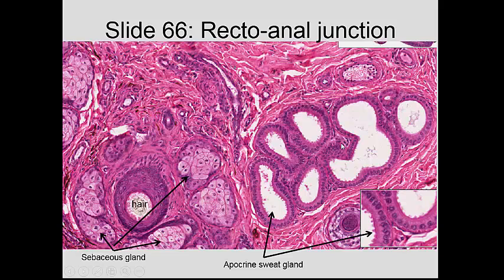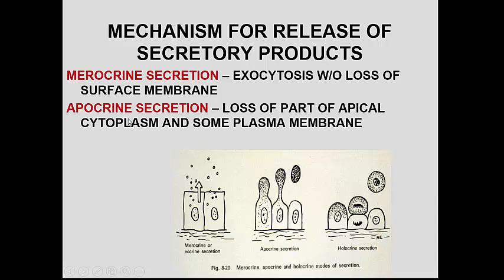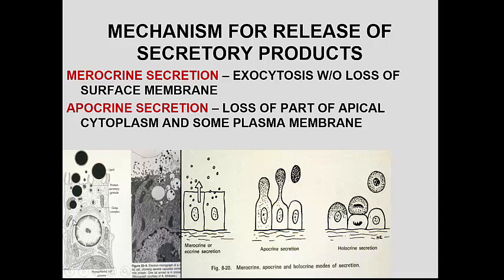The apocrine sweat glands have a bigger lumen than the eccrine sweat glands, and these discharge in the hair follicle itself. So there are different mechanisms for release of secretory products. You have merocrine secretion, which is really just exocytosis. And then you have apocrine secretion, where you have some loss of the plasma membrane. And both of these are in milk.